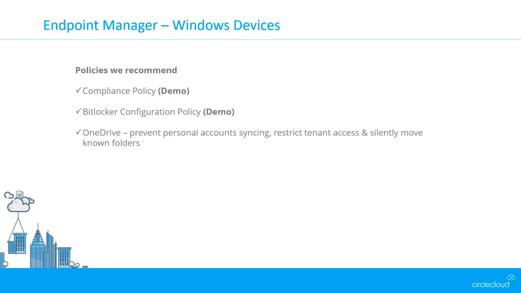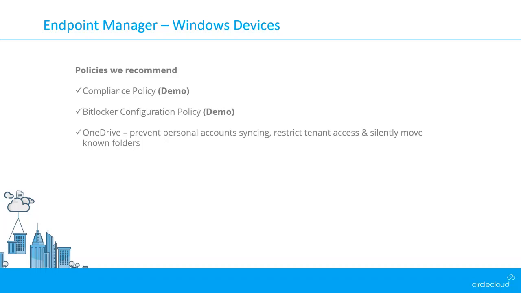And the third one is using Endpoint Manager to manage OneDrive. So what you can do is push a policy to all your devices that would, for example, and these are the three things we recommend you do anyways, prevent personal account syncing with OneDrive, because you don't know what data people will be syncing to their device through OneDrive. So you can put a policy out there to prevent that. You can restrict tenant access, so you can configure it so that they can only add OneDrive accounts to their OneDrive client on their work device that are for your organization. They can't add accounts for other organizations.